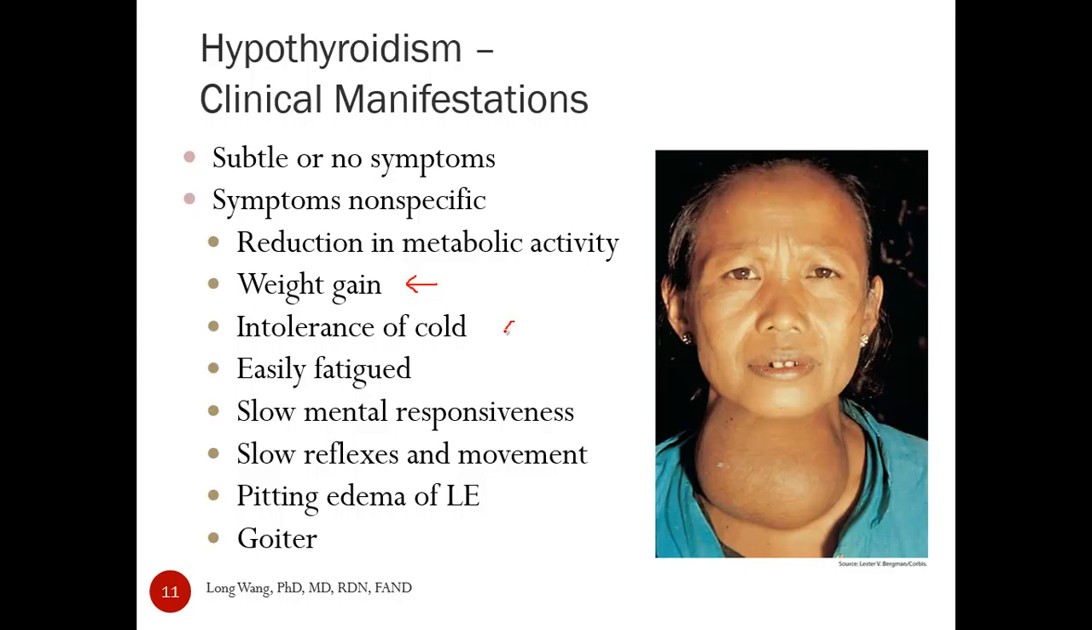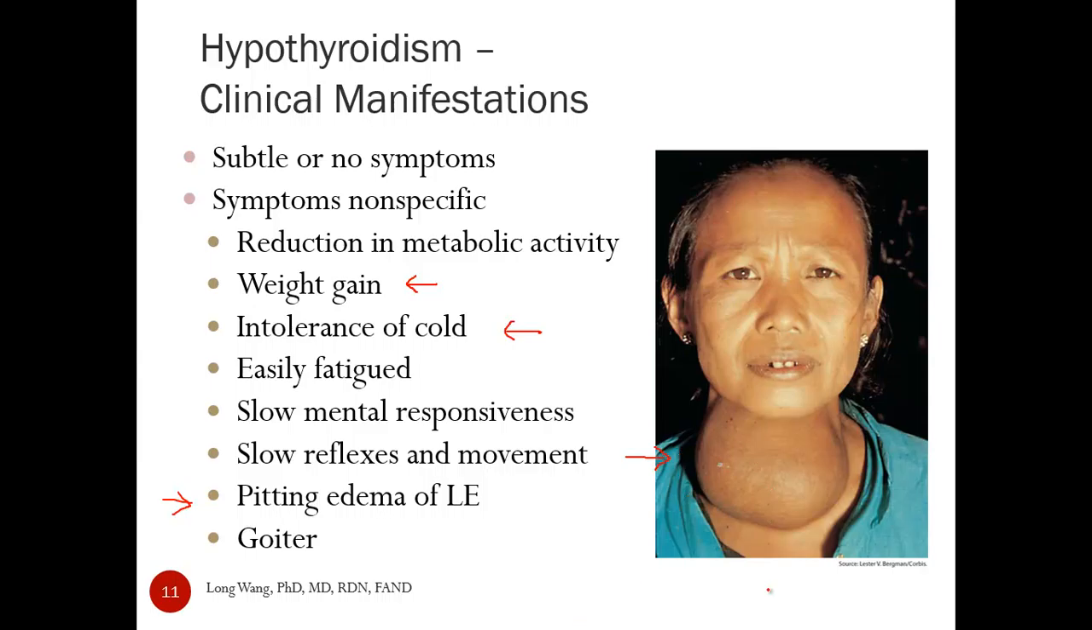Therefore, many patients complain that they have intolerance of cold. They always complain about the temperature being too low. At the same time, they are easily fatigued. They also suffer from slow mental responsiveness and slow reflexes and movement. They will have pitting edema in the lower extremity. At the same time, a lot of the patients will develop an enlarged thyroid gland called a goiter, as we can see in this picture.